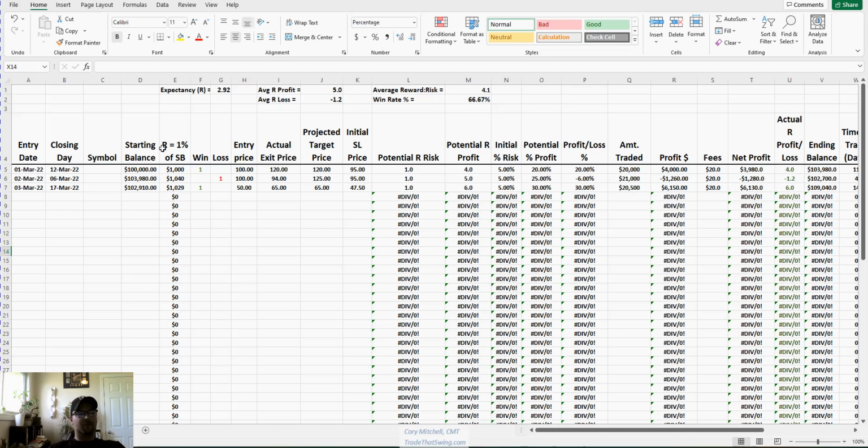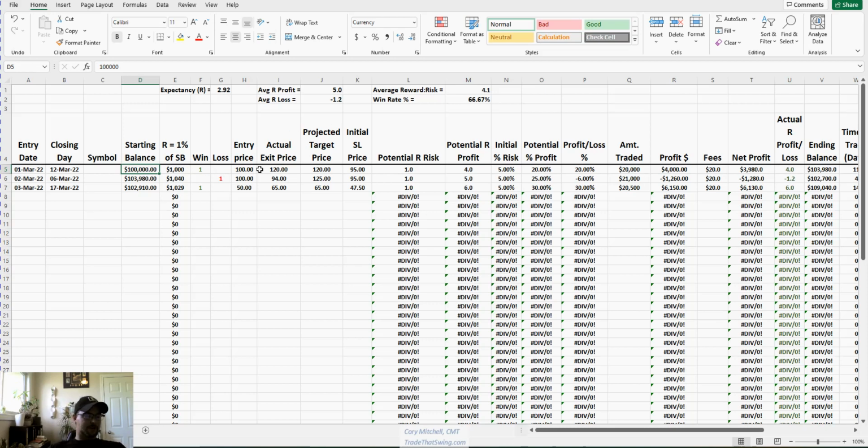This is not how much we put into a trade. How much we put into a trade is over here, but this is how much we are willing to lose of our total account. A very common thing is to risk 1% of the account. So I have put here R equals 1% of starting balance, SB. So if we have a $100,000 account and we risk 1% of it per trade, that means we can lose $1,000.